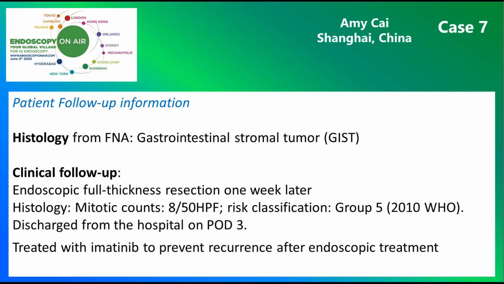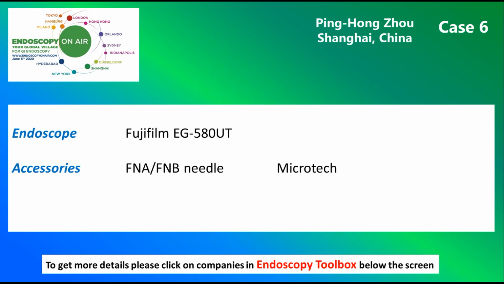Since FNA histology showed a GIST tumor, endoscopic full-thickness resection was done 1 week later, which confirmed a group 5 GIST, which was finally treated with imatinib.